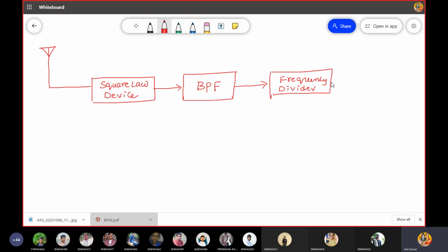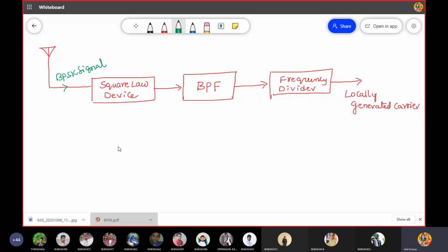Okay, now the output of this one is the locally generated carrier. Okay, up to now we have BPSK. What kind of signal you received? BPSK signal.